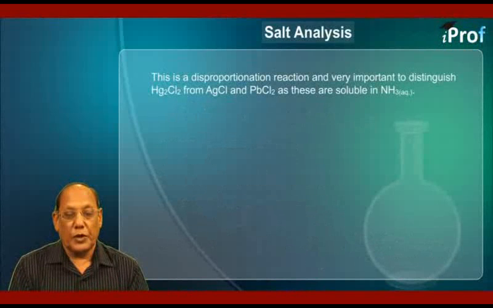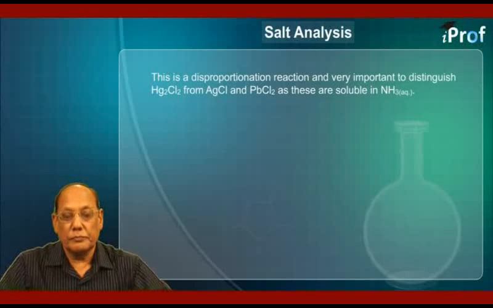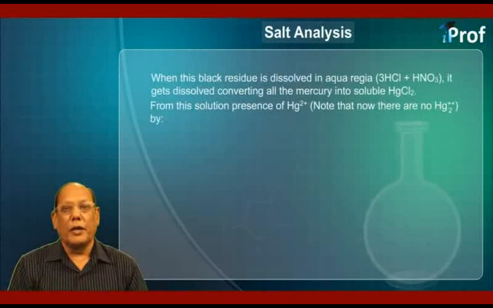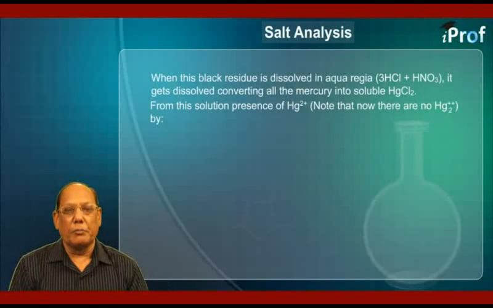This is a disproportionation reaction, and very important to distinguish mercurous chloride from silver chloride and lead chloride, as these are soluble in aqueous ammonia. When this black residue is dissolved in aqua regia, that is 3HCl plus HNO3, it gets dissolved, converting all the mercury into soluble mercuric chloride.